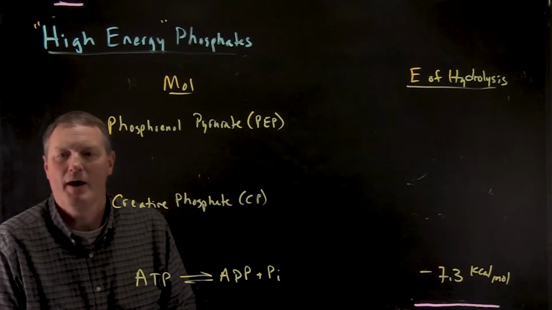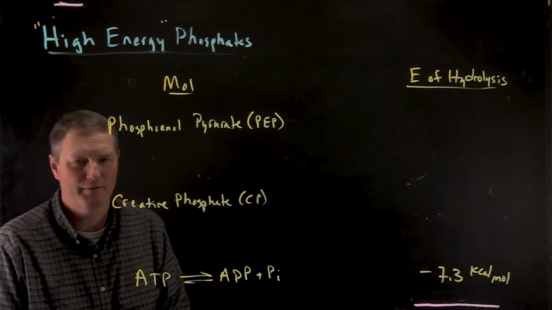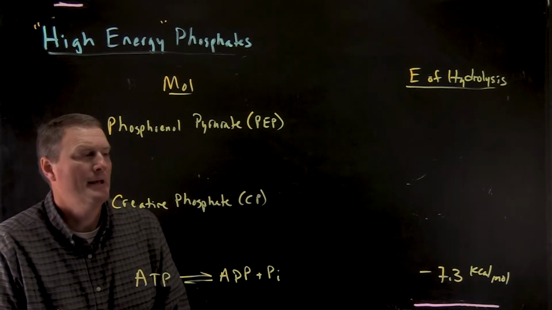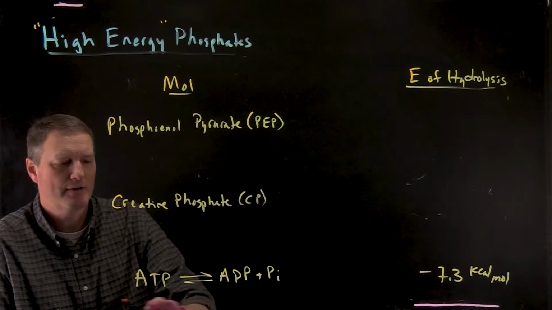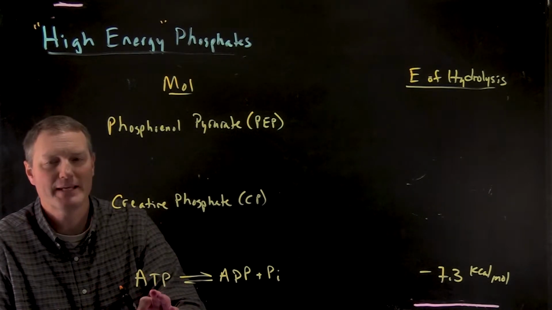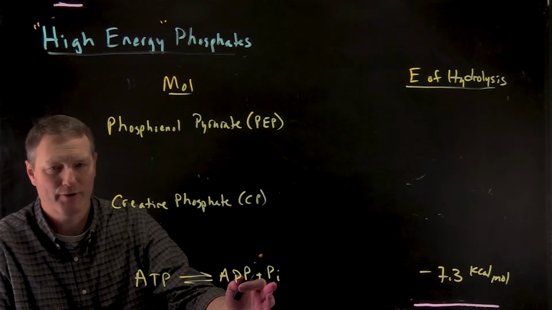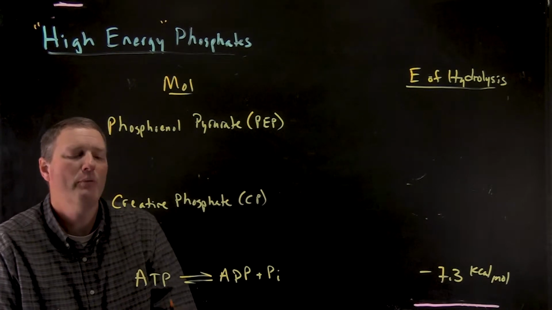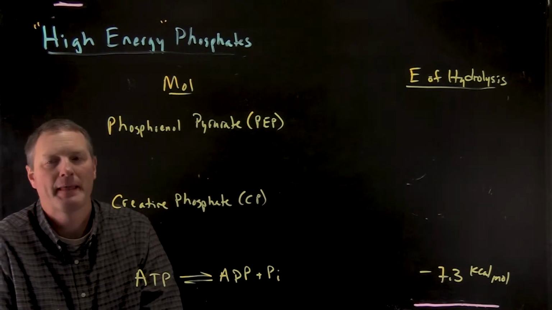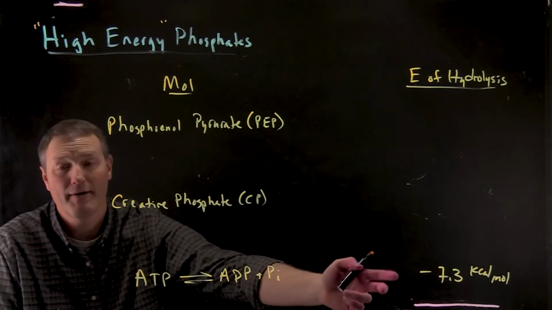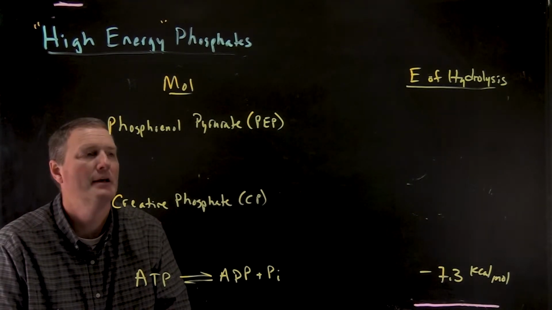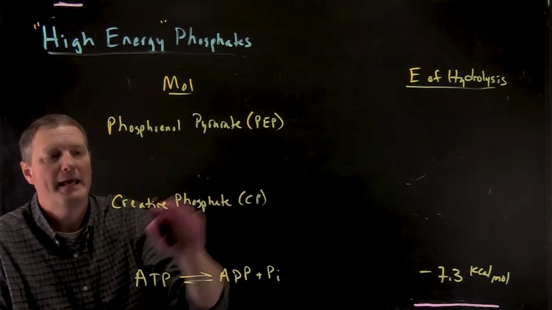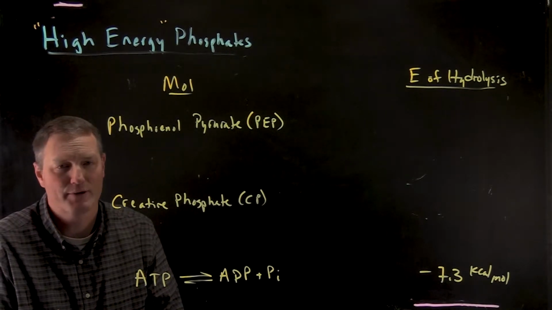All right, so in this last section of the high energy phosphate video, what I'd like to talk about are molecules that can actually drive the synthesis of ATP. So in this little table, I've started with ATP here. The hydrolysis of ATP going to ADP and inorganic phosphate, or Pi, gives off negative 7.3 kilocalories per mole. But if I want to make ATP, I have to have molecules that have a higher energy of hydrolysis than ATP itself. Two of the primary molecules that do this are phosphoenol pyruvate, or PEP, and another molecule you might have heard of, creatine phosphate, or CP.